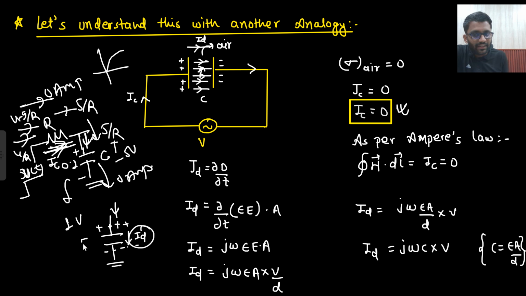And when it reached the steady state, when it has reached the 5 volt, so now the voltage is fixed. If the voltage is fixed, that means charge is fixed. If the charge is fixed, that means electric field is fixed. And if the electric field is fixed, that means current is 0. So that's why we say that at the steady state, a capacitor will drive 0 ampere current. Is that clear to you or not?